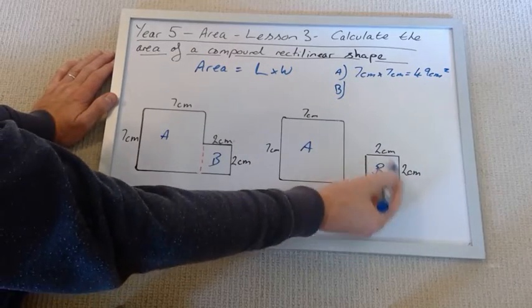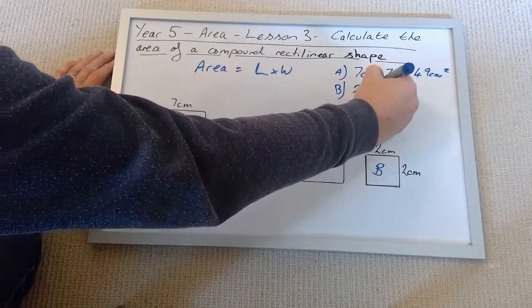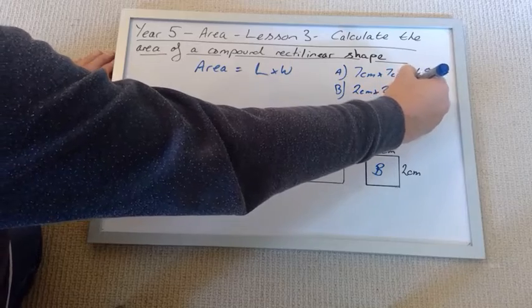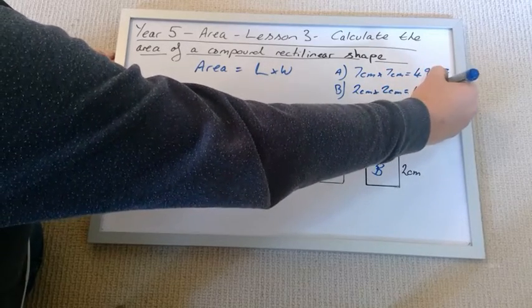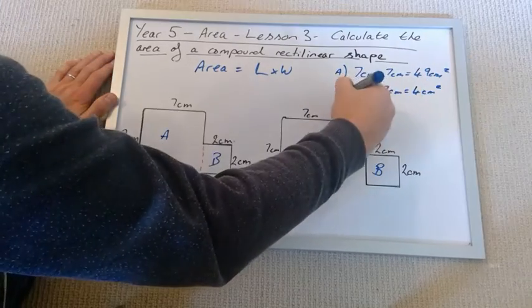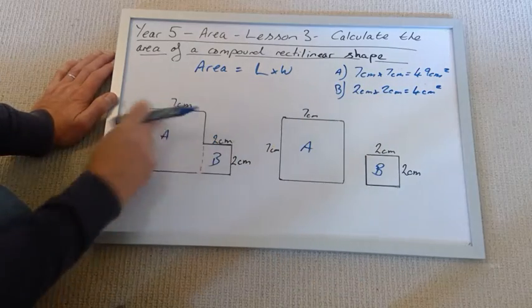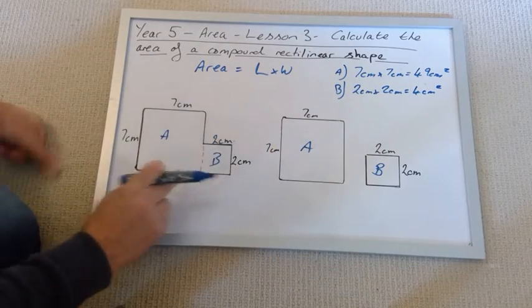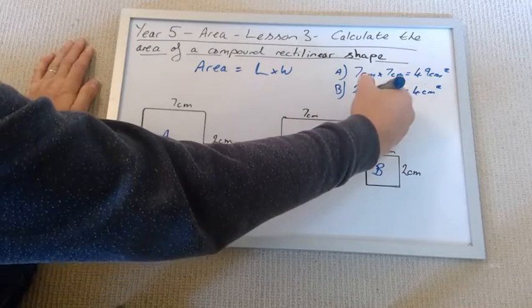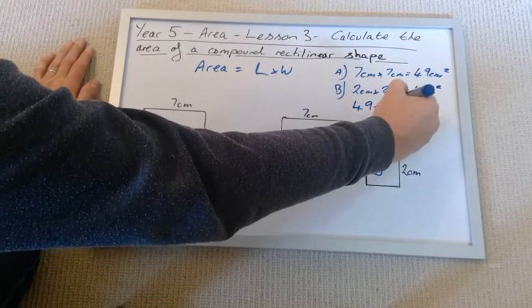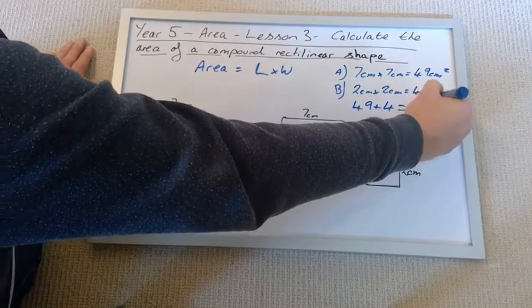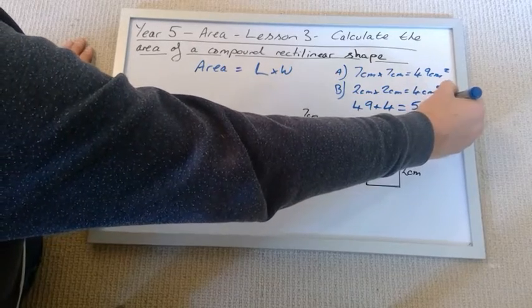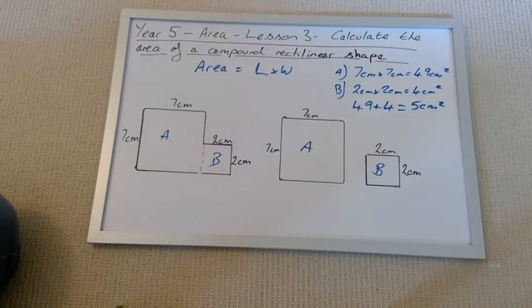For B, it's 2 centimeters multiplied by another 2 centimeters, which equals 4 centimeters squared. And then to get the answer for my total area for my rectilinear shape, I need to bring them back together. So I add up my 2 answers, 49 plus 4, which equals 53 centimeters squared. So that's how you solve an example like this.